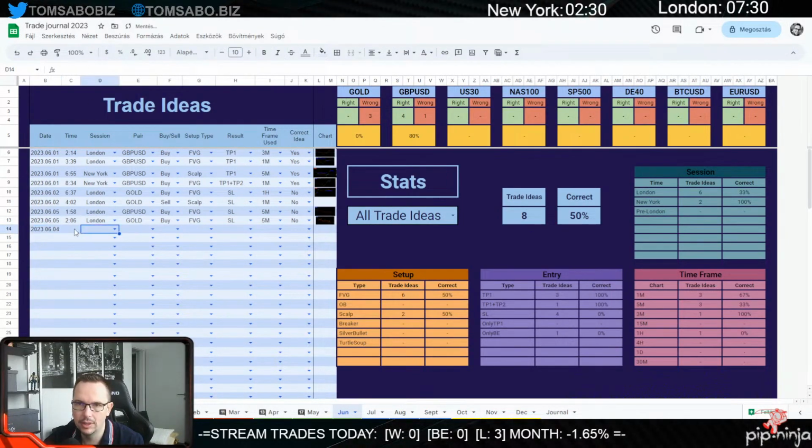I'm gonna put it for yesterday. It was Sunday still in New York. It was a pre-London trade on pound buy. It was an order block, and it was based on the 1 hour. Didn't turn out good. Terrible start. Terrible, guys. All right.